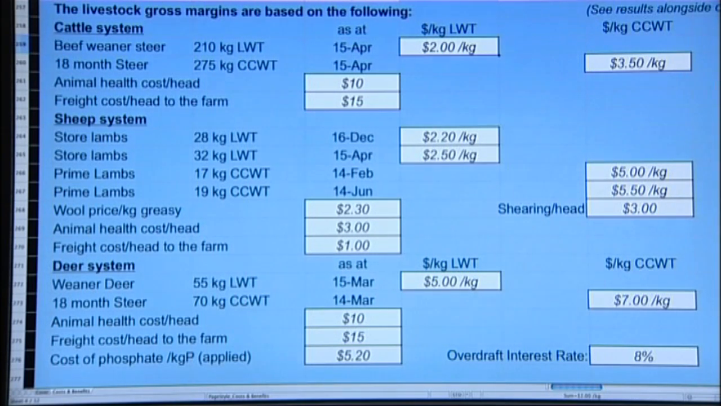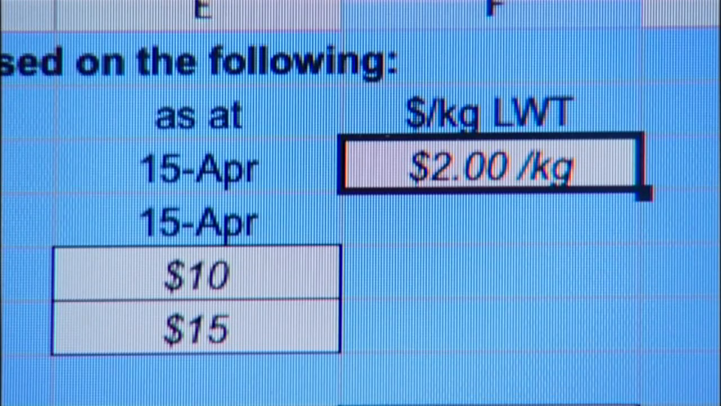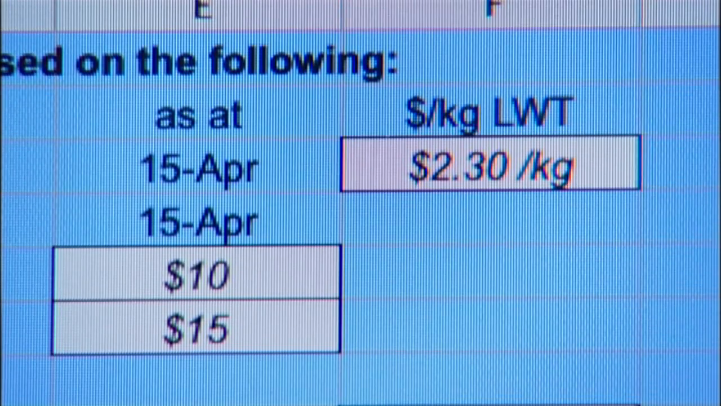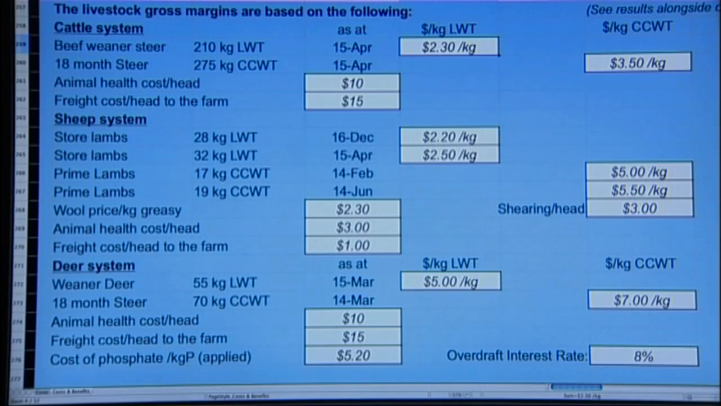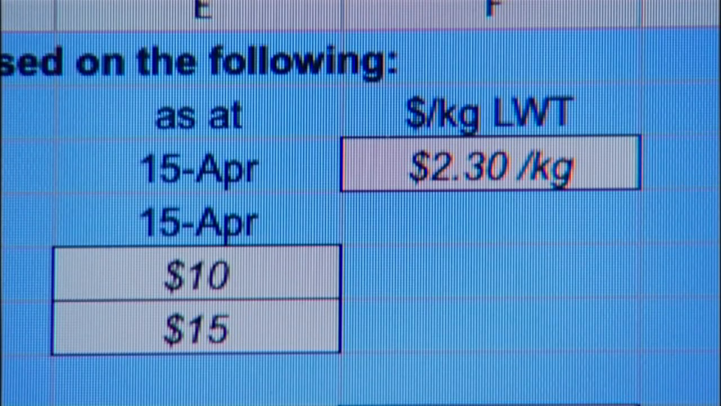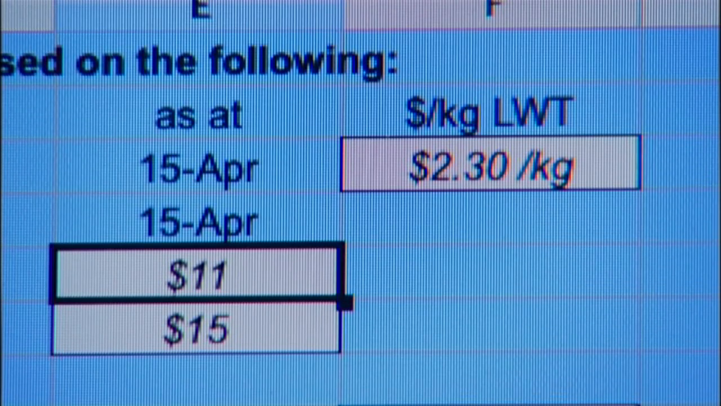The gross margins are based on finishing systems because that is the most likely and the most beneficial place for new pasture. In the cattle section, update the steer purchase price in dollars per kilo live weight, the sale price in dollars per kilo carcass weight, and the direct costs of animal health and freight in dollars per head.